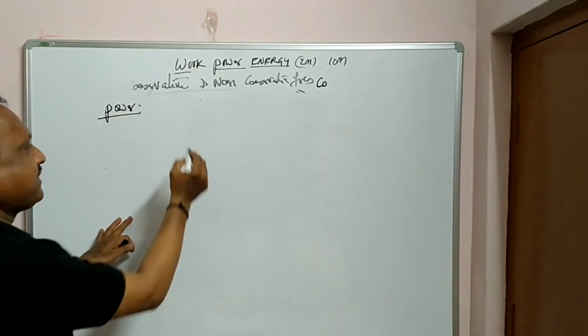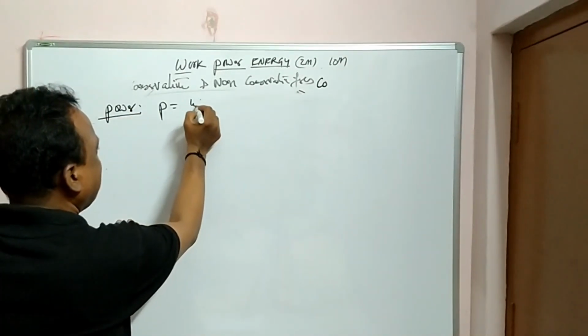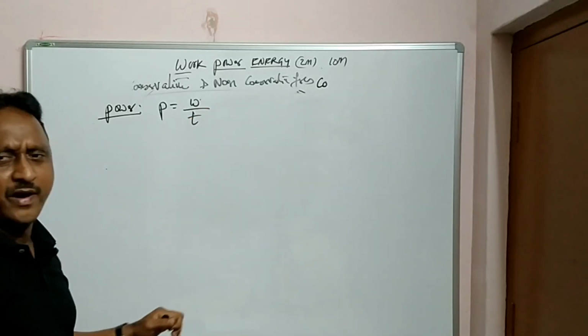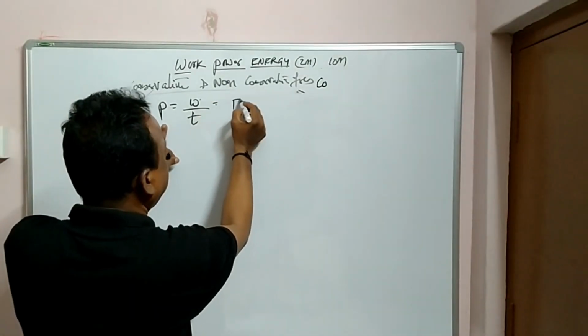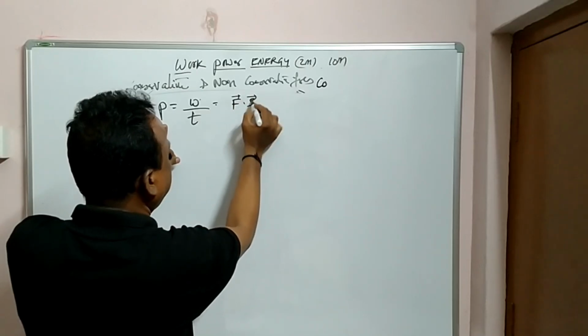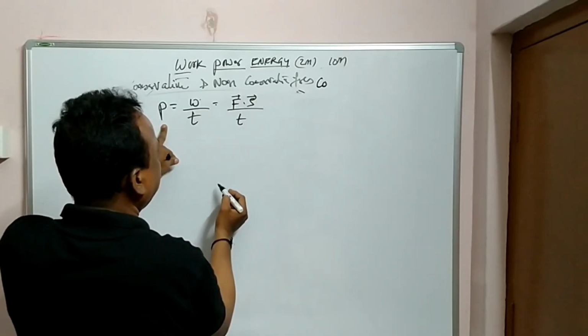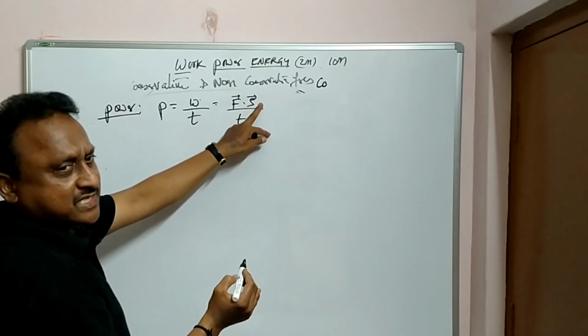Now what is power? Power is generally indicated with P. It can be written as W by T. That means the rate of doing work is called power. Work అంటే ఏంటి, ఆల్రెడీ డిస్కస్ చేసాం. F dot S by T. ఓకేనా? What is work? Force into displacement.